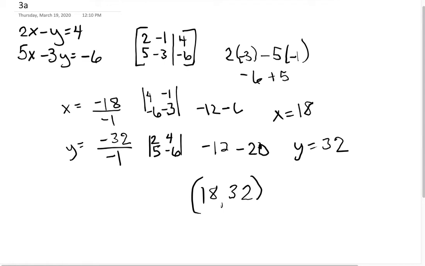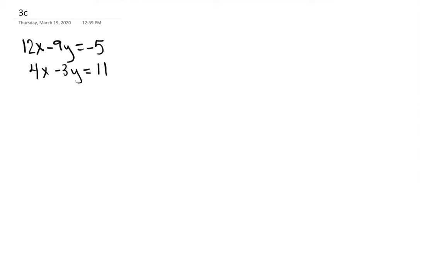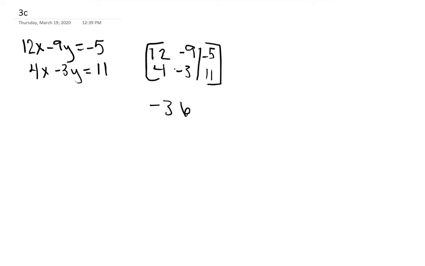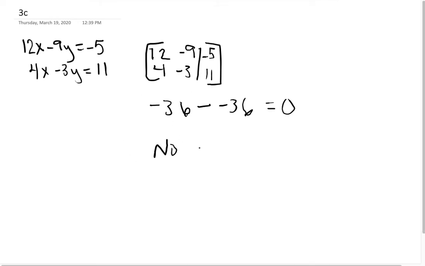That's 5 minutes already, so I think I'm going to skip ahead to 3C and just show you what this problem looks like if I start this process. Like I said, always find the determinant of just your regular A, B, C, D right away, because in this case you'll see that 12 times negative 3, minus a negative 36 is going to equal 0, which means there's no unique solution.